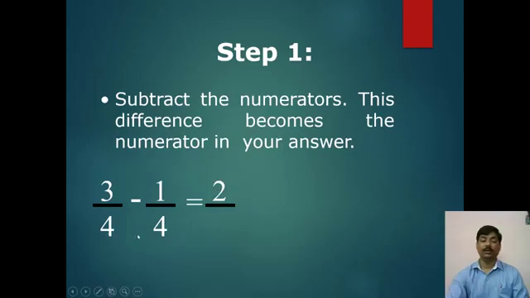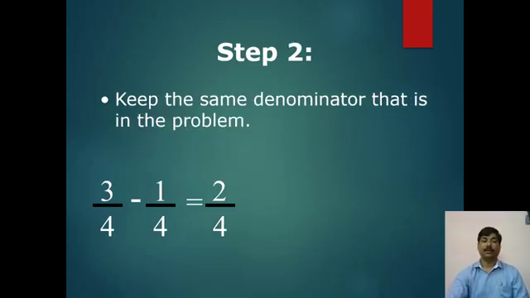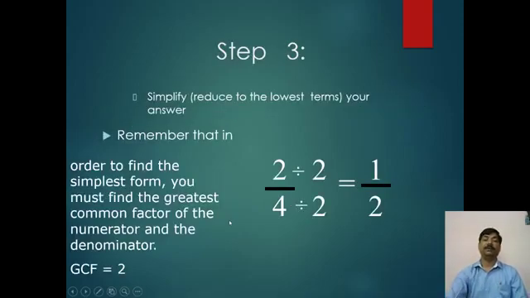But what about the denominator? Follow step second. Keep the same denominator that is in the problem. The denominator will not change, it will be the same. You have to keep 4. So the fraction 2 upon 4 will be the difference of 3 upon 4 and 1 upon 4. Now we have to check: if the difference is written in its lowest form, then leave it and it will be the answer. If not in its simplest form, then you have to follow the next step. Simplify your answer.